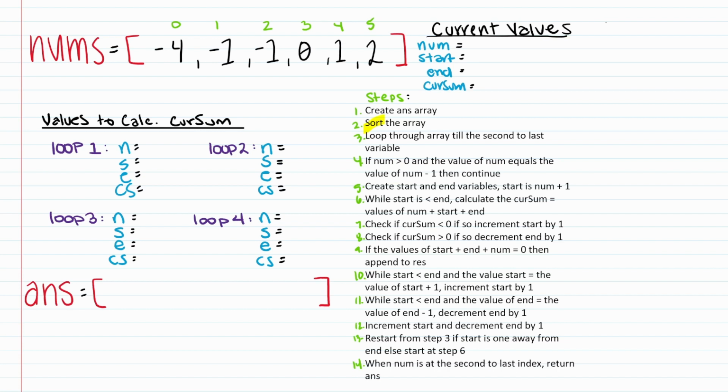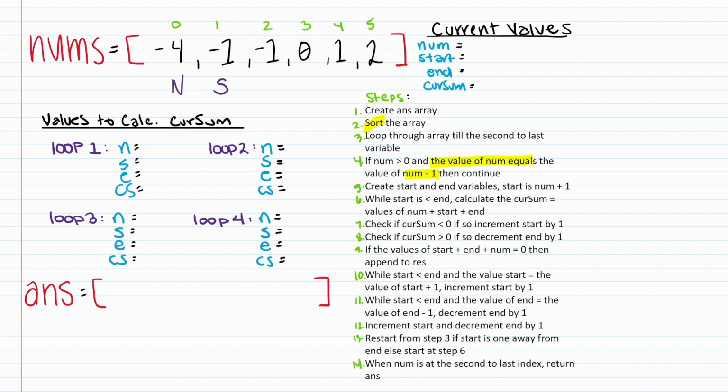And then next we're going to loop through the array until the second to last variable. So we're going to loop till we get here. And our loop is going to use the num variable, which we're going to create. I'm just going to call that n, and it's going to start right here. Next, if num is greater than 0 and the value of num equals the value of num minus 1, then continue. So right now num is not greater than 0, so we're just going to skip that step. Next, we're going to create our start and end variables, and start is num plus 1. So num is -4 at index 0, so start is just going to be 1 because it's at the index value.